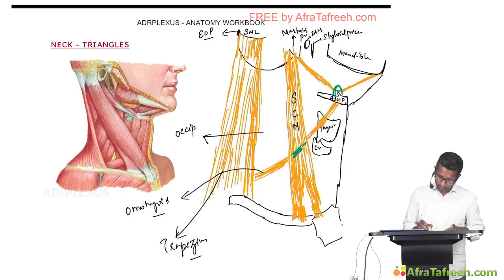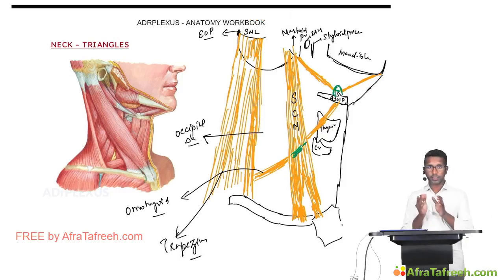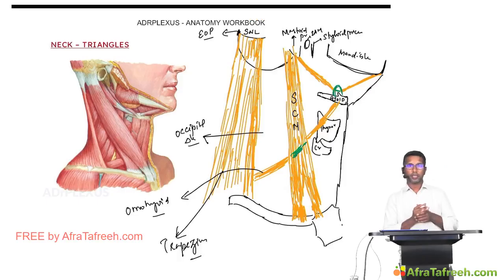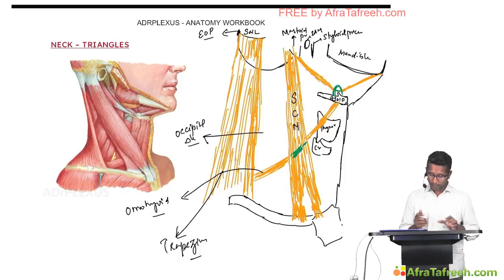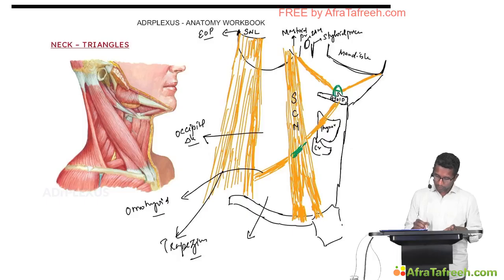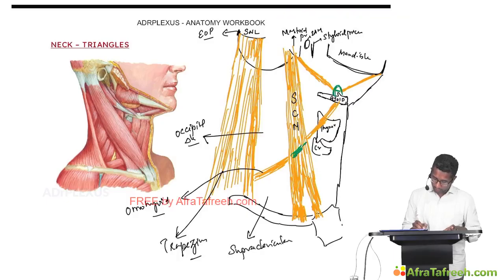This is called an occipital triangle. So that is a part of the posterior triangle. The larger part of the posterior triangle is called an occipital triangle. The smaller part of the posterior triangle is called a supraclavicular triangle.